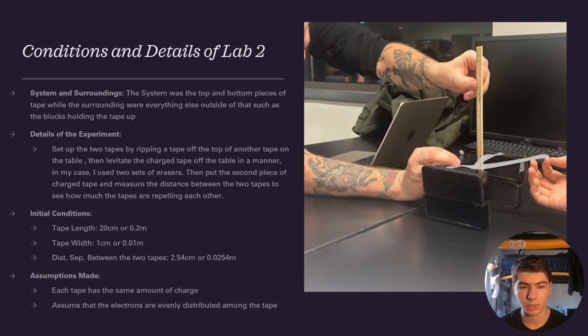So the conditions and details of Lab 2 are the exact same as those of Lab 1. The system and surroundings are the top and bottom piece of the tape. The details of the experiment just consist of getting a piece of tape charged by pulling it off a different tape. Our initial conditions are still the same, with 20 centimeters of tape length, 1 centimeter of tape width, and the distance of separation between them being 2.54 centimeters. The assumptions we made were that each tape has the same amount of charge, and that the electrons are, again, evenly distributed amongst the tape.